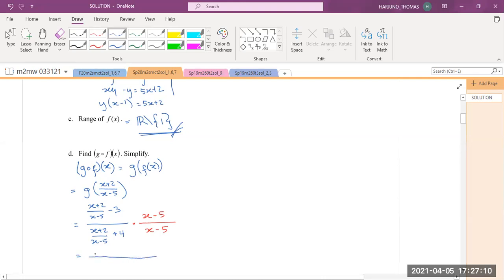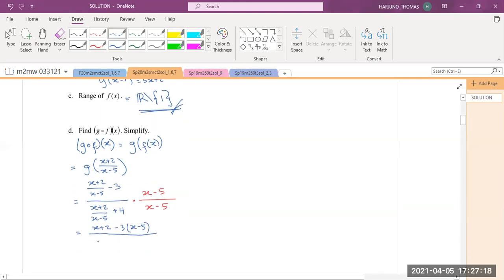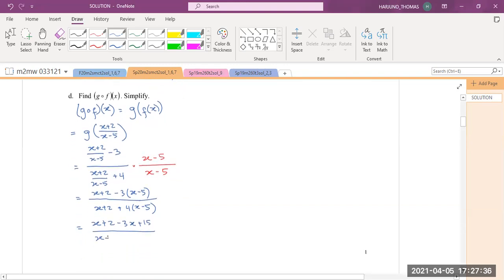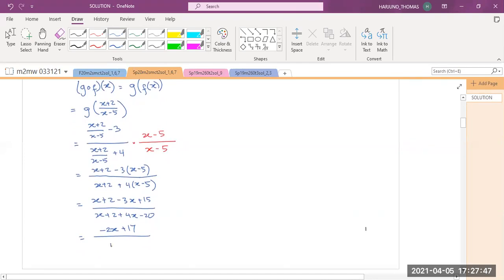So I multiply by the LCD on the top and the bottom. I get (x plus 2) minus 3 times (x minus 5), and then at the bottom, we'll have (x plus 2) plus 4 times (x minus 5). Distribute, combine like terms. x plus 2 plus 4x minus 20. That is negative 2x plus 17 over 5x minus 18.